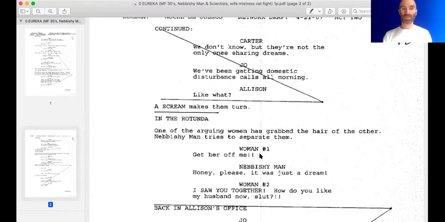Get her off me. This is you, Candy. Candy. Candy. Okay. Honey, please, it was just a dream. I saw you 2 together. How do you like my husband now, slut?